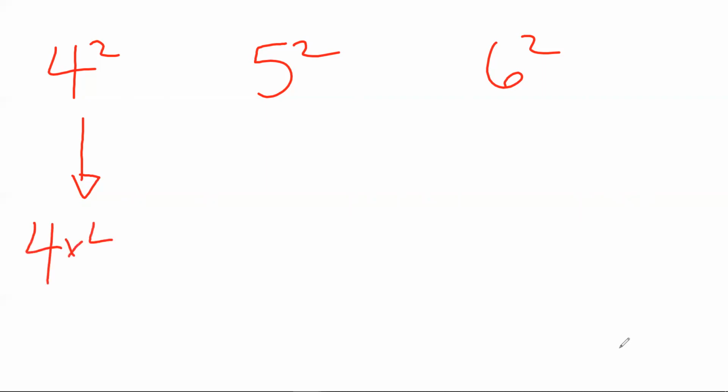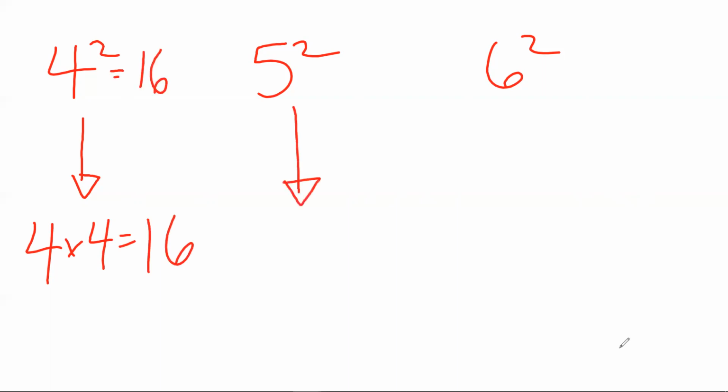Then I have 4 squared. Bethy, what am I going to do to figure out what 4 squared is? What's another way I could write that? 4 times 4. Yeah, 4 times 4. And Bethy, what's that going to be? 16. 16, good. So 4 squared equals 16.